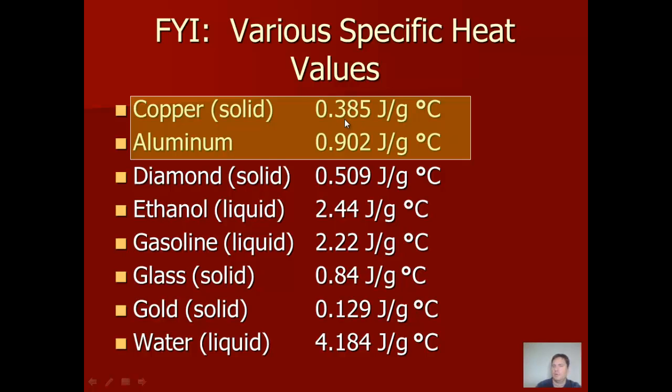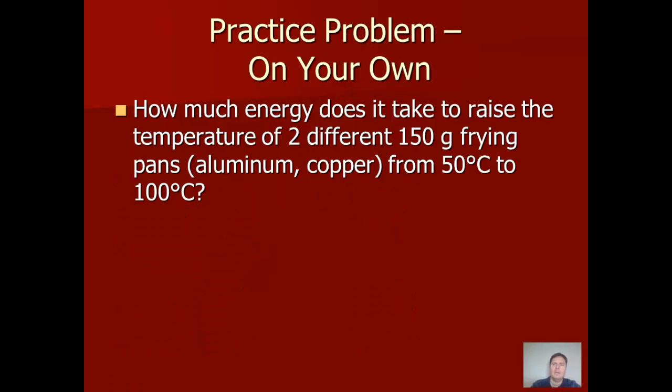For copper, it's going to take 0.385 joules for every gram it weighs versus aluminum, it's 0.902 joules to increase temperature. It's almost 3 times as much energy required to raise the aluminum by 1 degree Celsius as a copper. So copper might be a better choice if you're making pans, if you're cooking, because it'll heat up quicker than the aluminum will. You can see we have a high one. Gasoline has a really big specific heat. Water is a really high one as well. It's one of the unique properties of water.